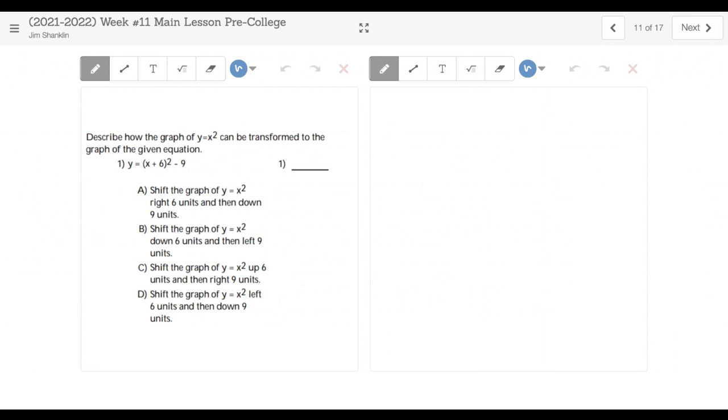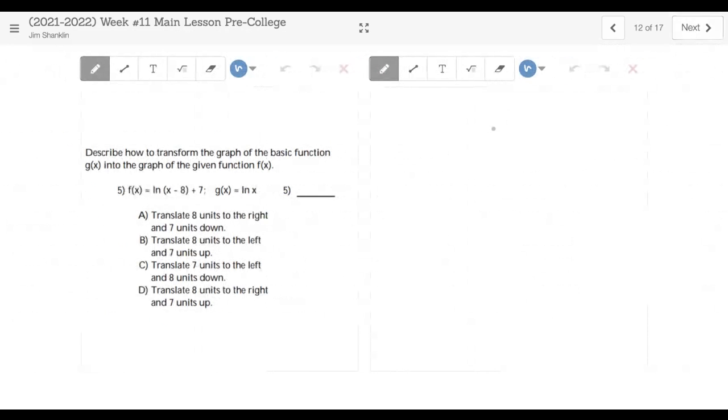down 9 units. So letter A, it says shift the graph of y is equal to x squared right 6 units. Nope. I'm thinking it's going to shift to the left. Shift the graph of y is equal to x squared down 6 units. No, it's going to shift down 9 units. Part C, shift the graph up 6 units. That doesn't sound right. Letter D, shift the graph of y is equal to x squared left 6 units and then down 9 units. That one sounds perfect. So letter D should be correct. Yes. Had to get through all of them before I got to the right answer.